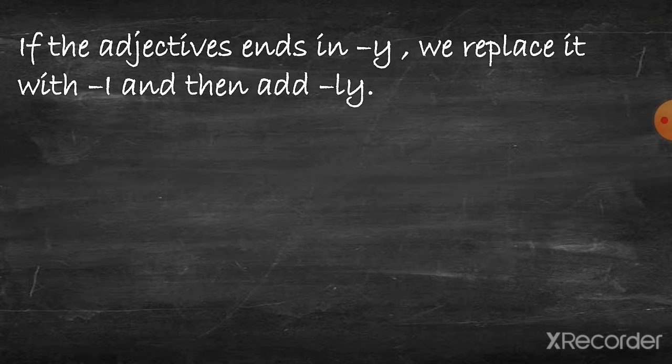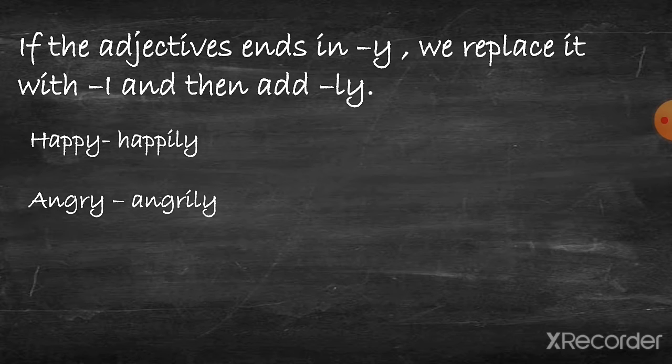Now kids, point to remember. If the adjective ends in y, we replace it with i and then add ly. Let's take some examples. Happy becomes happily. Now kids, you can see the spelling of happy is H-A-P-P-Y. At the end of the word happy, there is y. So we will cut y. Instead of y, we will write i and then ly. So it will become H-A-P-P-I-L-Y, happily.